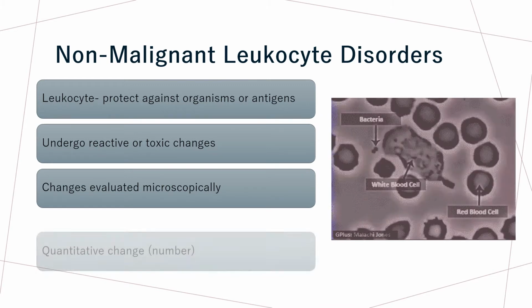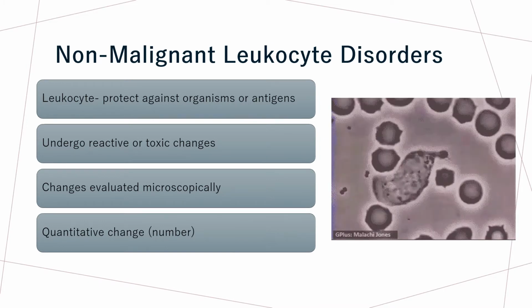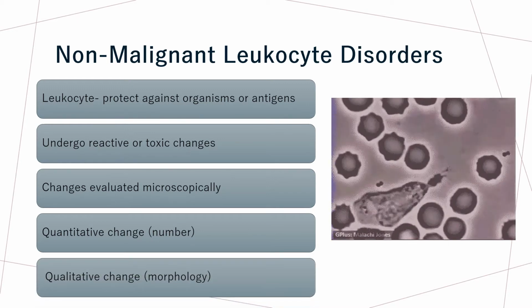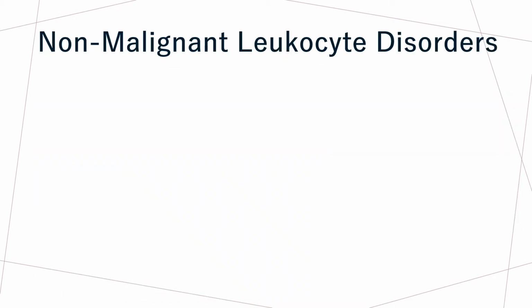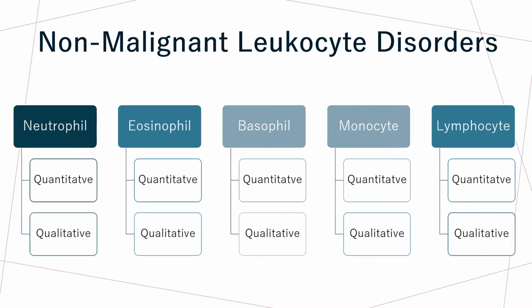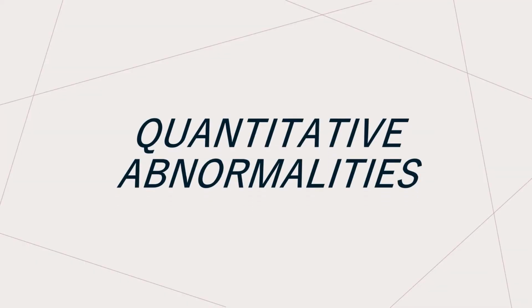These changes are generally subdivided into quantitative variations, where there is an alteration in the number, or qualitative variations, where there are morphologic alterations. So therefore, each type of white blood cell, we have the neutrophil, eosinophil, basophil, monocyte, and lymphocyte, may either have a quantitative or a qualitative variation. Let's first discuss the different quantitative abnormalities of the white blood cells.